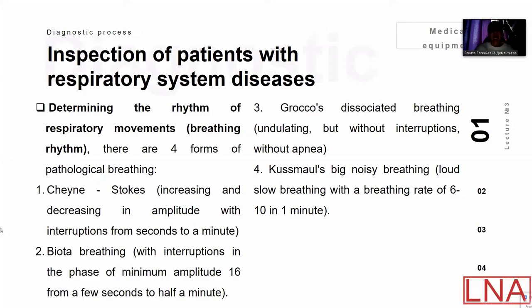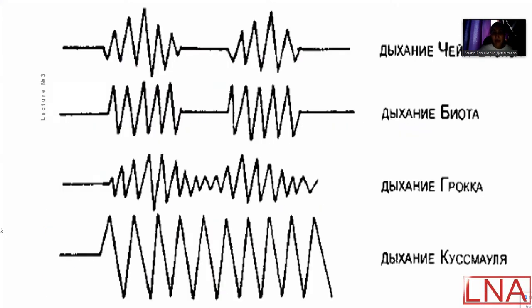So that is about the normal type of breathing and normal respiratory rate. During our examination, you should know that there are pathological types and rhythms of breathing, including four main forms. The first form is pathological breathing of chain strokes, increasing and decreasing in amplitude, with pauses from seconds to a minute. Look at this graphic, a spirogram: firstly increasing, then decreasing volume of respiration, and then a pause. Then the same, increasing, and pause.